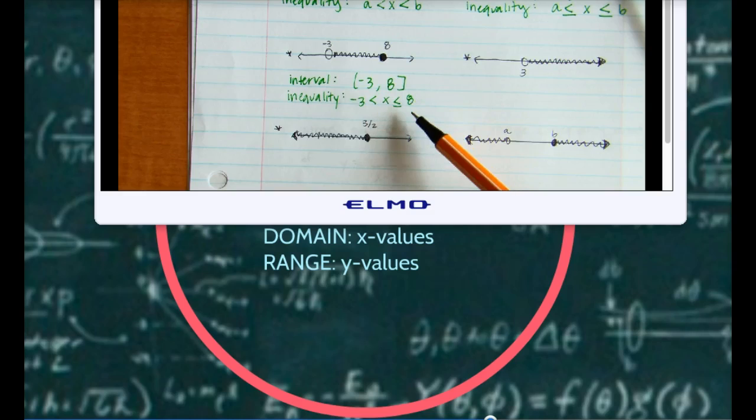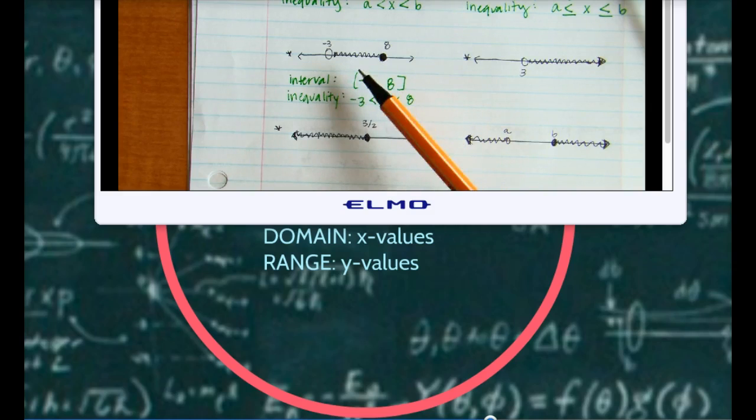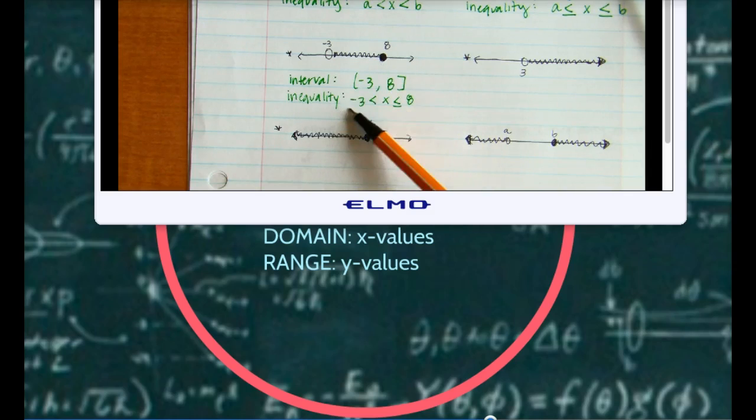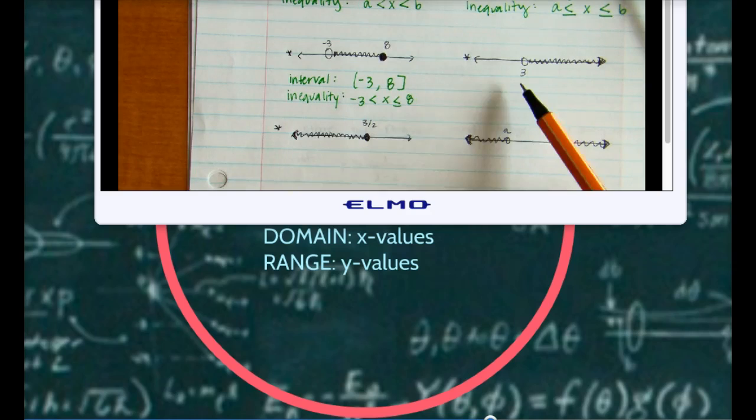Okay, these should be your two answers. For interval notation, you'll have parenthesis -3, 8, and then a bracket. And for inequality notation, you're going to have -3 is less than x, which is less than or equal to 8. And so those are going to be your intervals. Let's look at this next one.